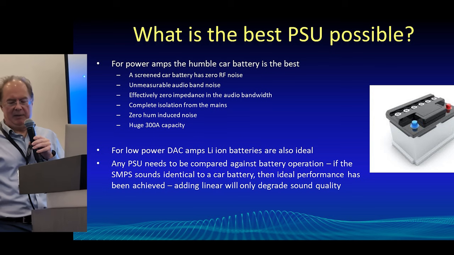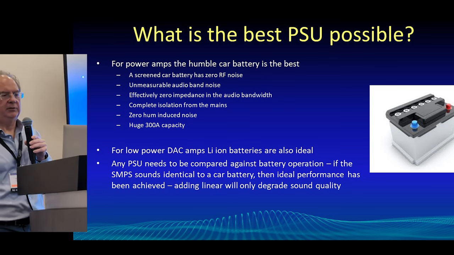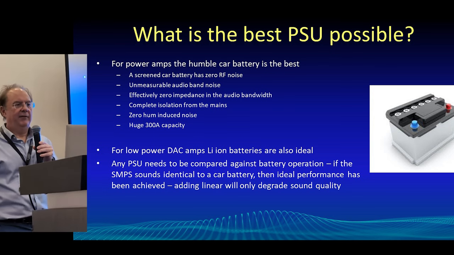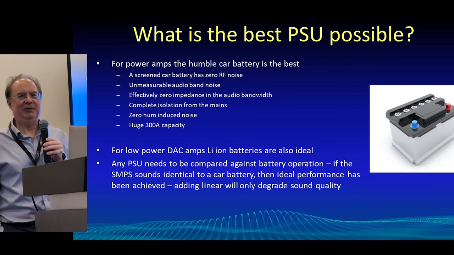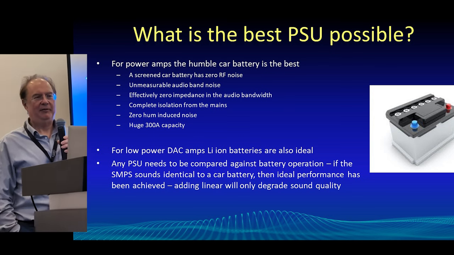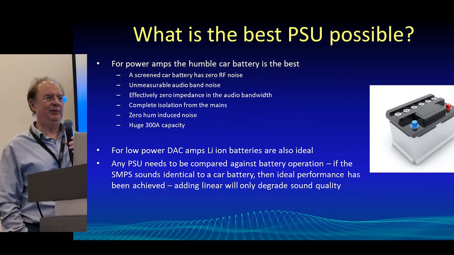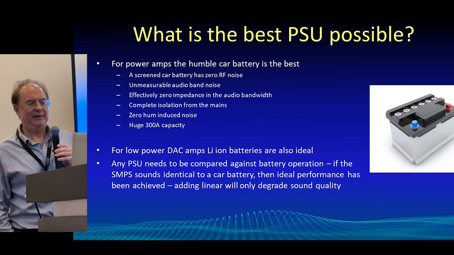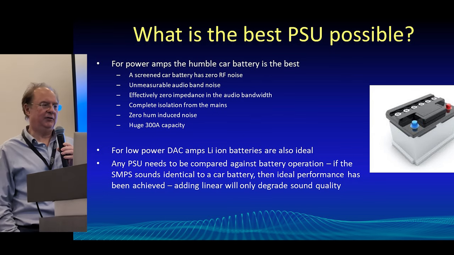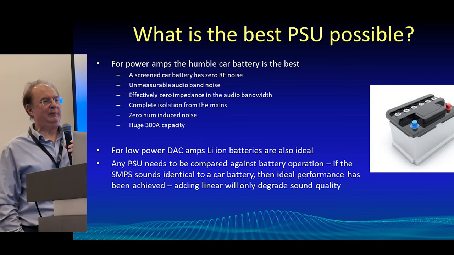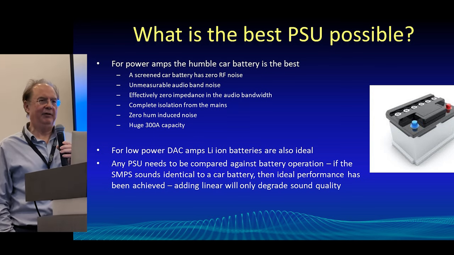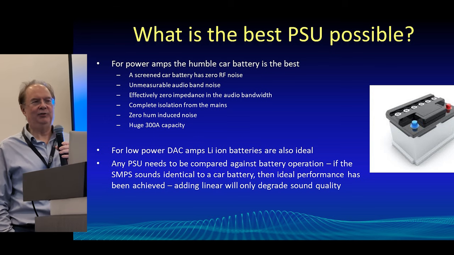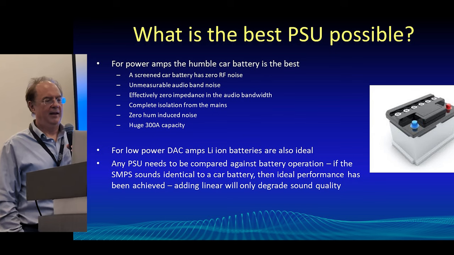So what is the best power supply possible? For power amps, the car battery is the best power supply. 300 amps, sub-milliohms impedance, very, very fast, no RF noise if you screen it. Complete isolation from the mains, and 300 amps capacity. So you can draw down enormous amounts of current at a very fast rate.